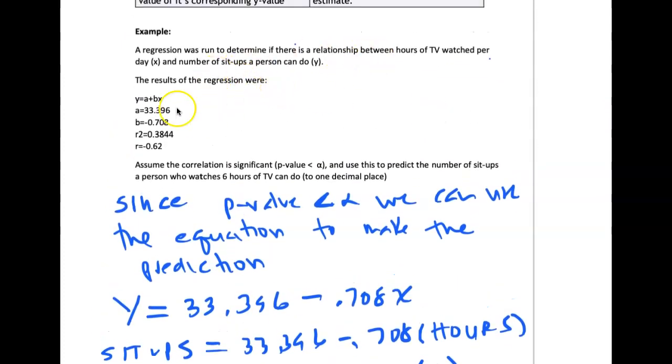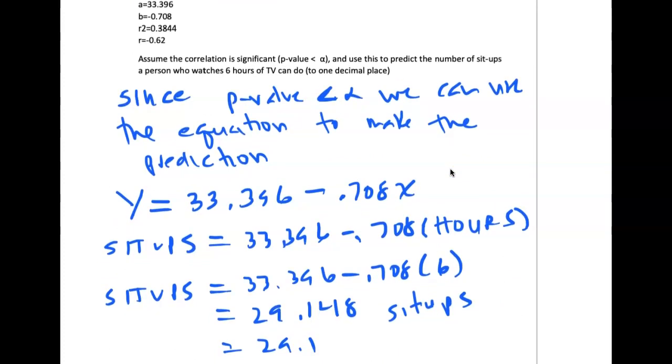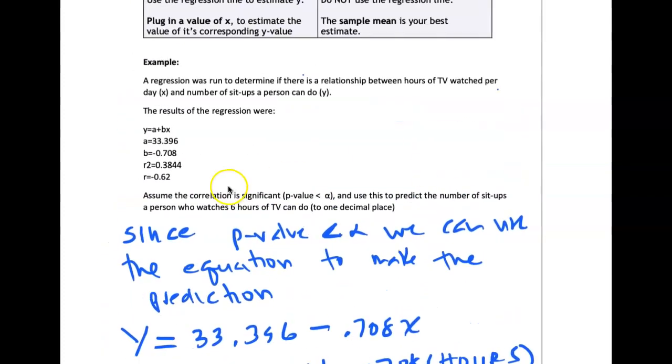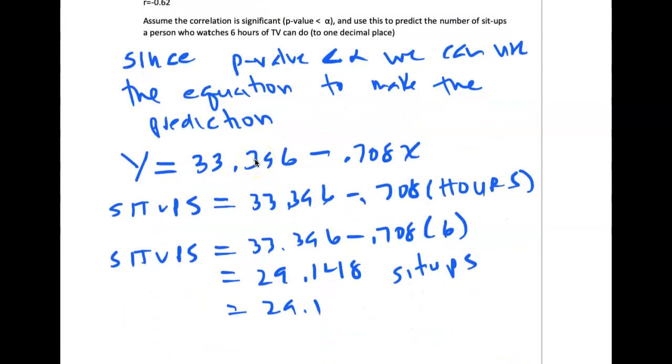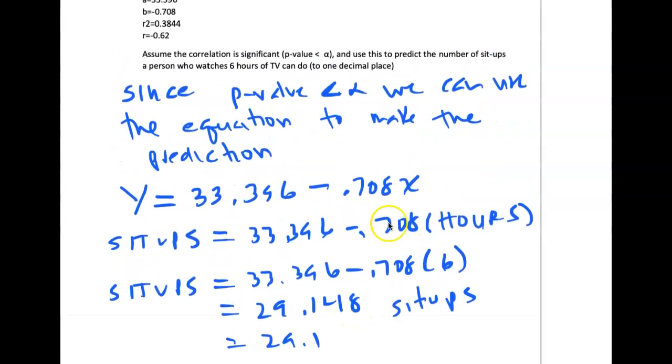We have a regression equation. Assume the correlation is significant. Use this to predict the number of sit-ups a person can do who watches 6 hours of TV. We're assuming we have the equation. Sometimes it looks kind of messed up. You have your slope and y-intercept, and because we're assuming the p-value is less than alpha, you can then make a prediction. This is the hand calculation, but you would use technology in most cases because you have data.